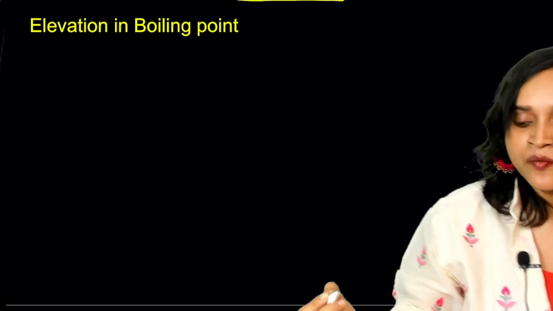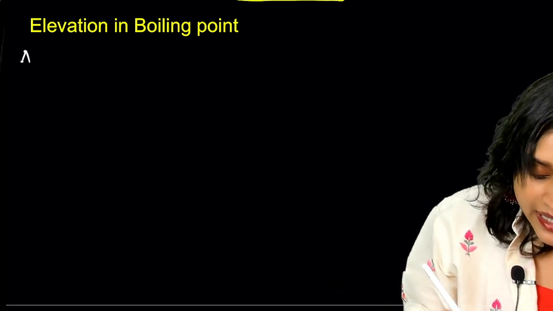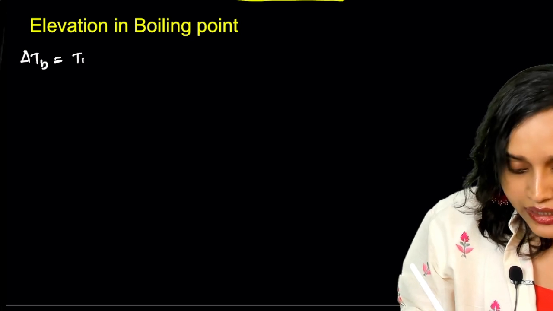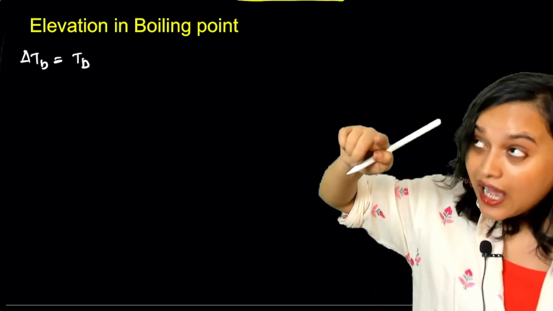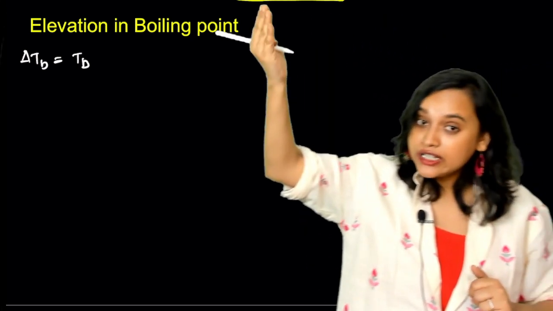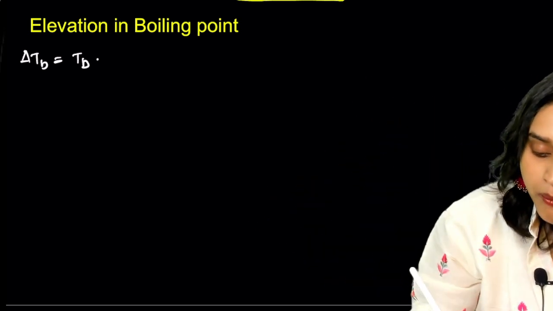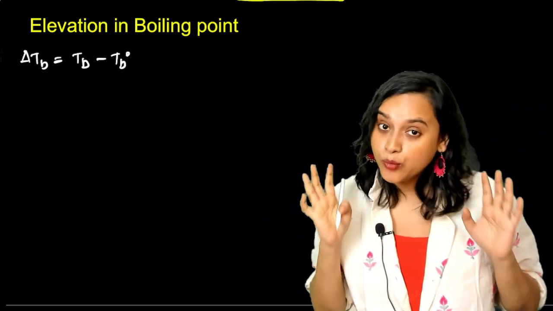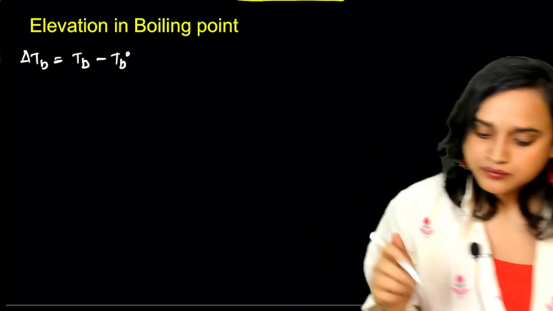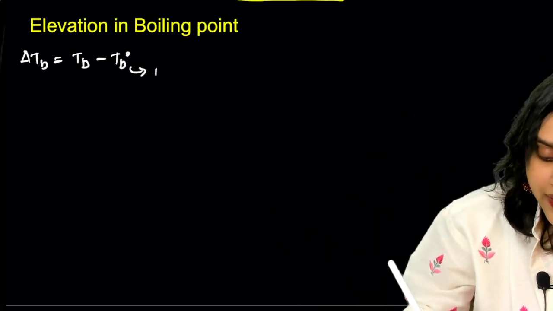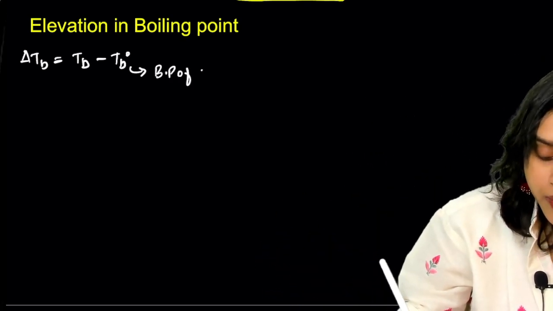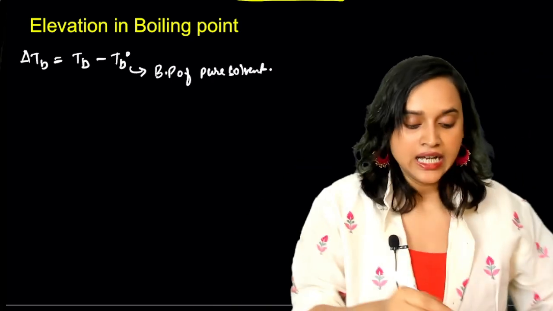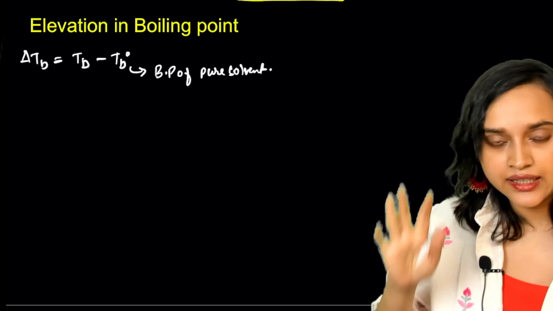Is that true? Yes. So that means can I write it as delta TB, and delta TB is going to be equal to TB, that is after adding the solute, then it is boiling at what temperature, minus TB naught, that is the pure solvent boiling point. Do you understand? What is this? This is the boiling point of pure solvent. And this is the boiling point after adding the solute.